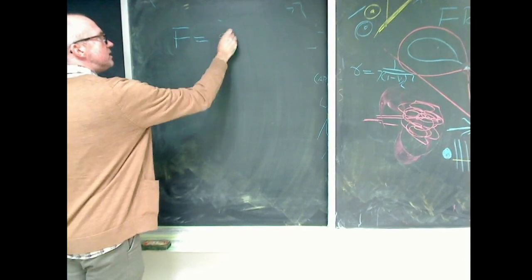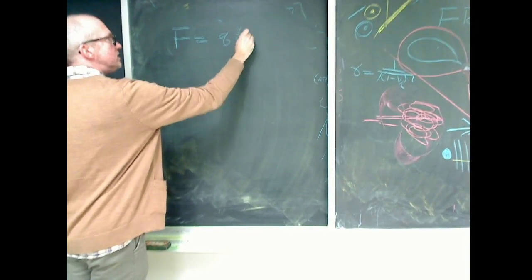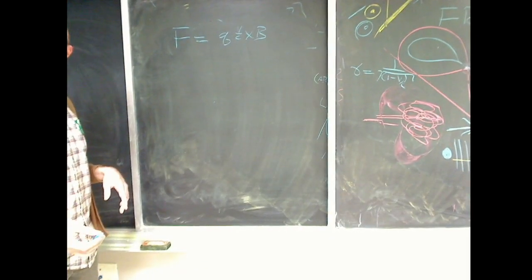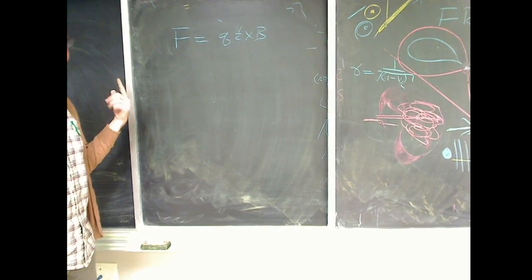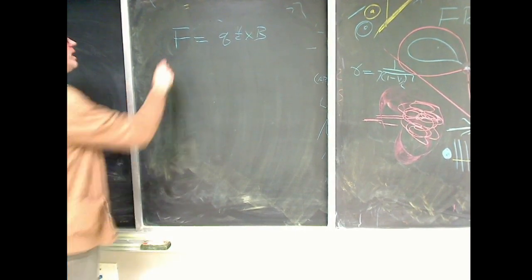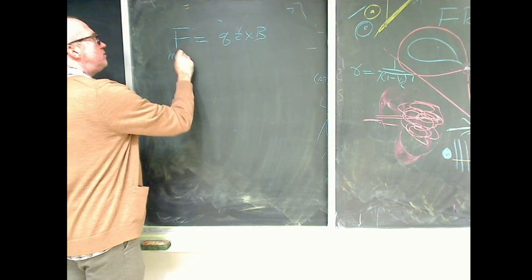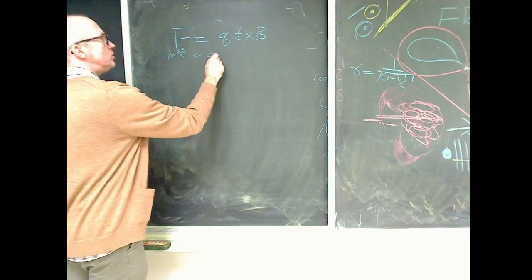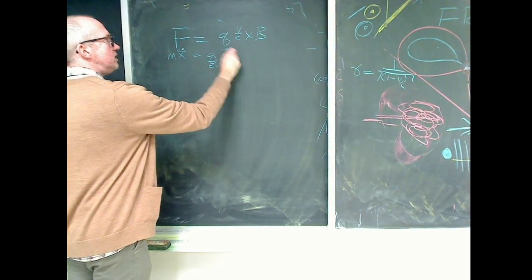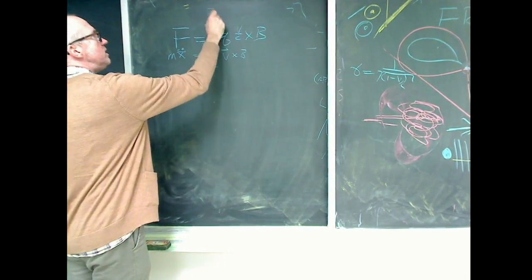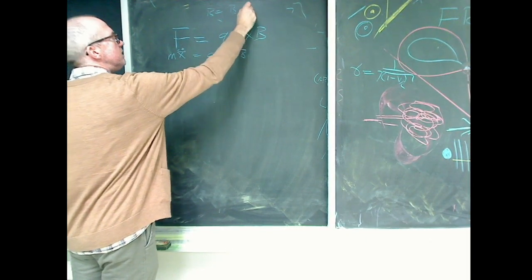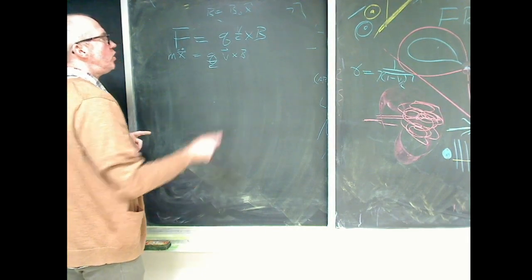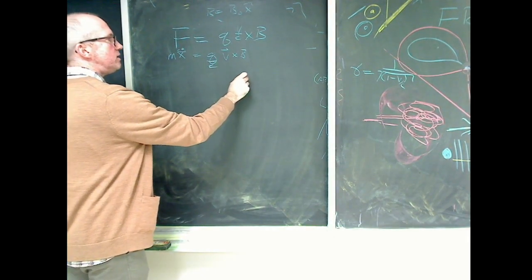F equals Q V over C cross B. Right? We've seen this before. This is the Lorentz force. So I can say m x double dot, that's a vector, equals Q over C V cross B. Let's say that B equals B naught in the x hat direction. So V cross B is what?